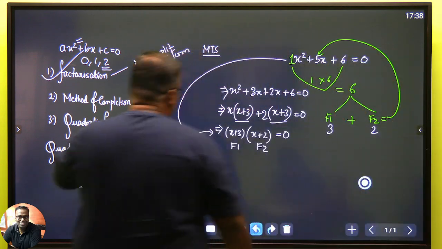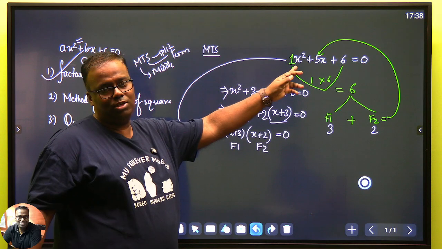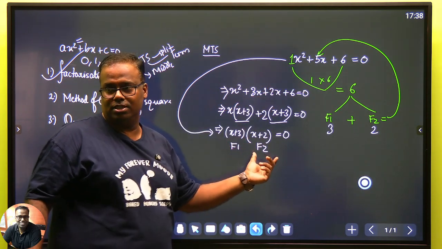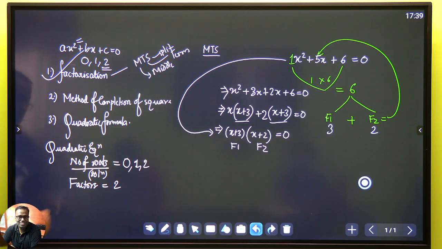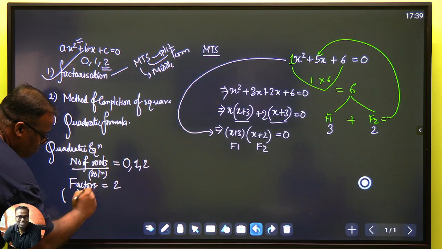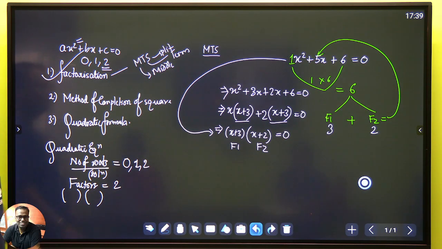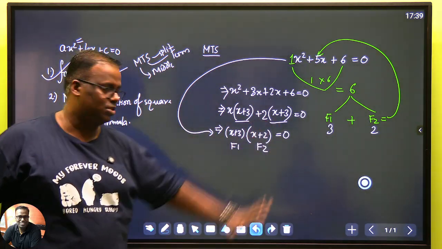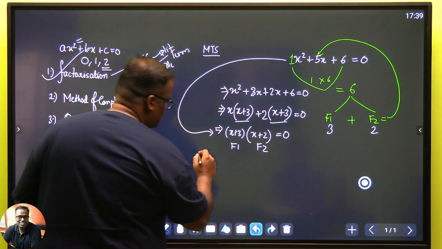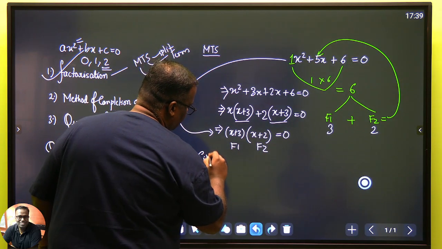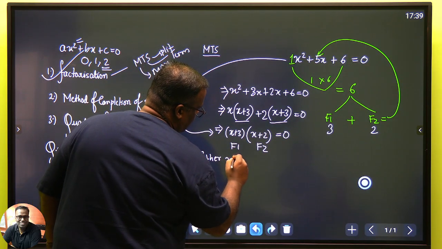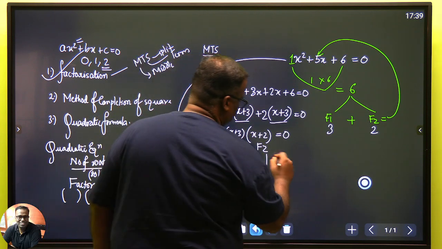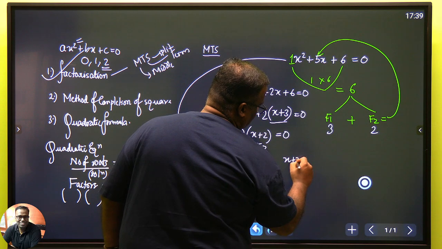Now see, did we start with the quadratic equation? Yes. Finally, we landed up with how many factors? 2 factors. Do you understand what factors mean? Factors means it will always end as bracket into bracket. We ended with 2 factors. You will end with 2 factors, no questions asked. Now, what do we do? We say either x plus 3 is equal to 0 or x plus 2 is equal to 0.